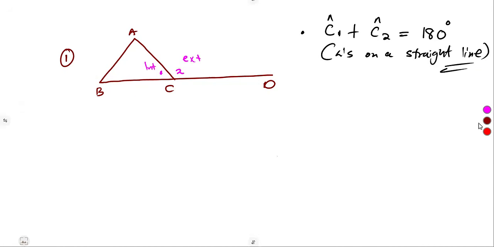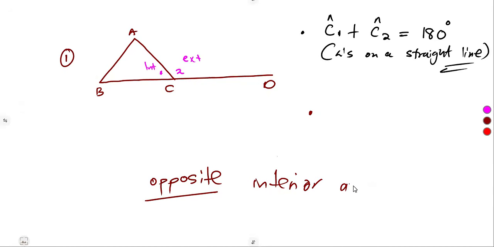Another property is that the exterior angle we are talking about here, which is angle C2, is equal to the sum of the opposite interior angles. Opposite, guys, the key word is opposite. Opposite interior angles.